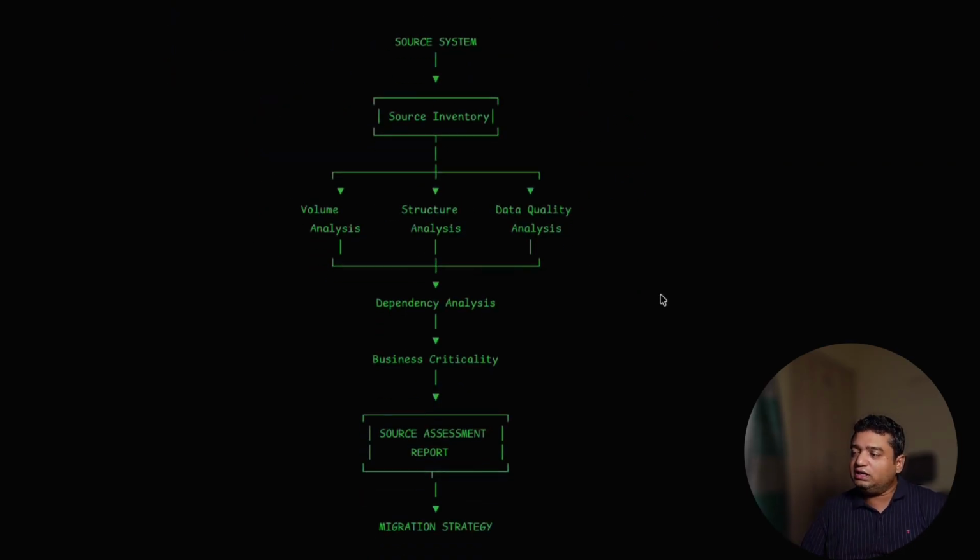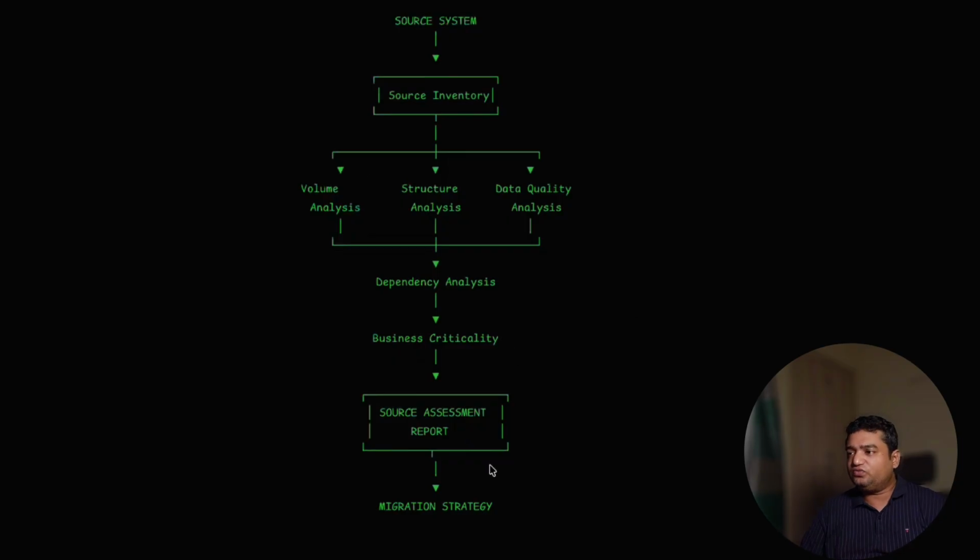So overall, for the source system assessment, this is the normal flow. There's a source system, a source inventory that you have to analyze: volume analysis, structure analysis, data quality analysis. Then with the help of that, you can identify the dependencies analysis. When you get everything, volume, structure, and data quality, and the dependencies analysis on multiple sheets, then on top of that you can create small tables and play around with them, and then you can create a business criticality matrix on top of that, and that will create a source assessment report. I have done it with an AI tool.